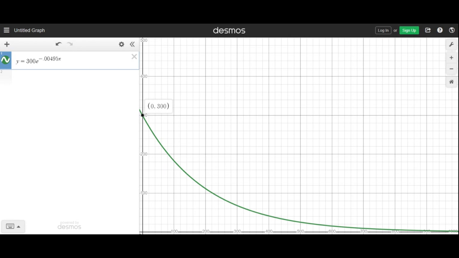Notice here, right, that we still have that horizontal asymptote at 0. This thing is never going to go away, right? So it continues to half every 140 days, but getting to half of what it was previously is still never going to get you all the way to 0.